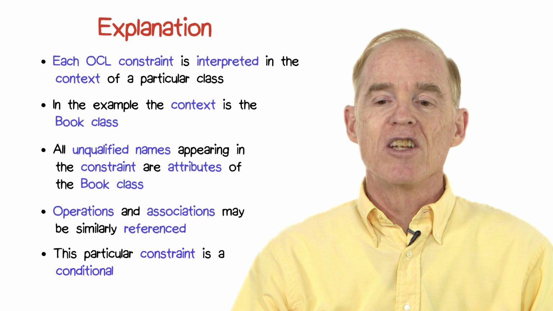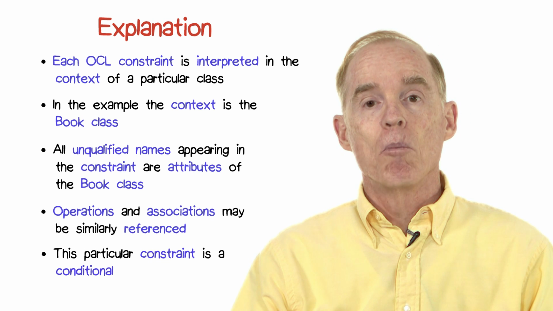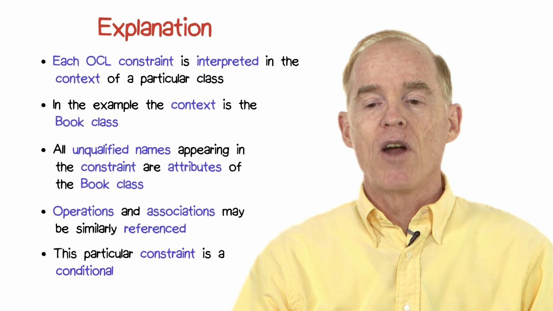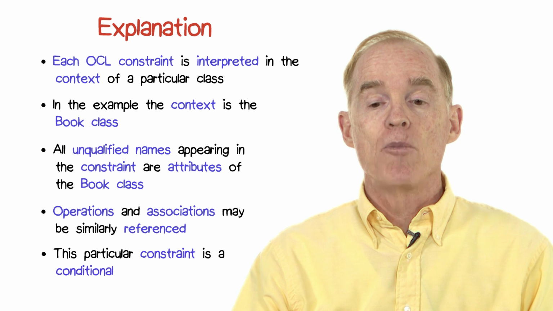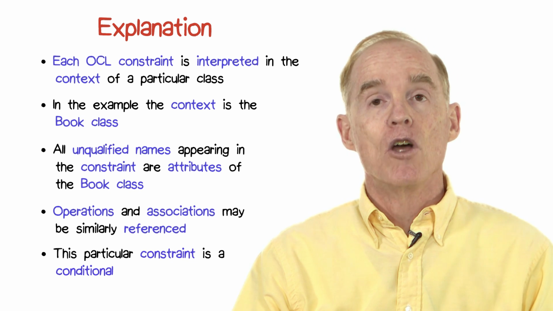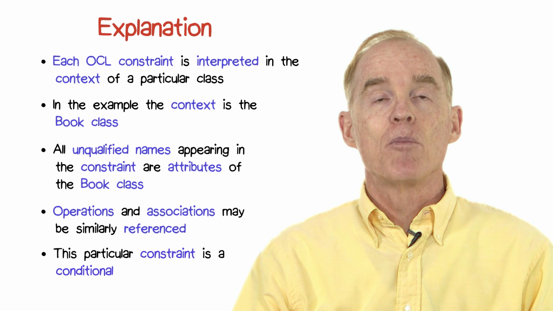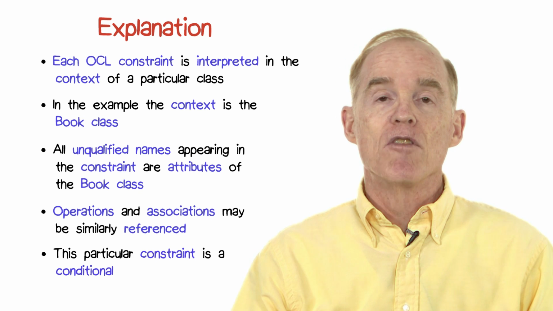This particular constraint is conditional. It says that for each book object, if the bestseller attribute of that object is true, then the checkout period attribute for that object must have the value of 2, denoting 2 weeks. Otherwise, the checkout period attribute must have the value of 3.